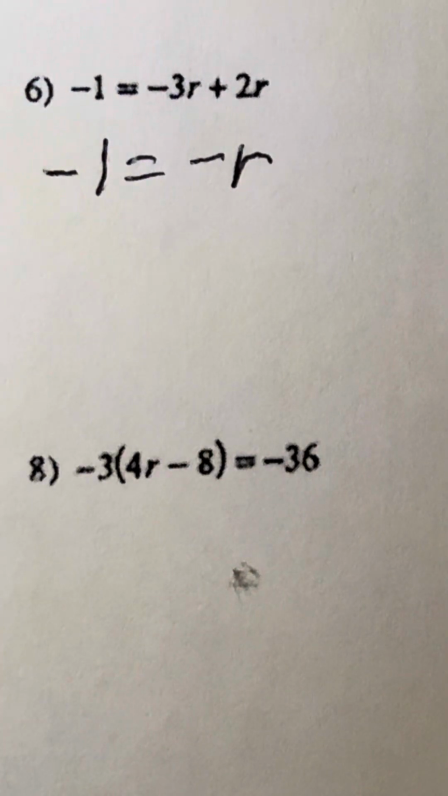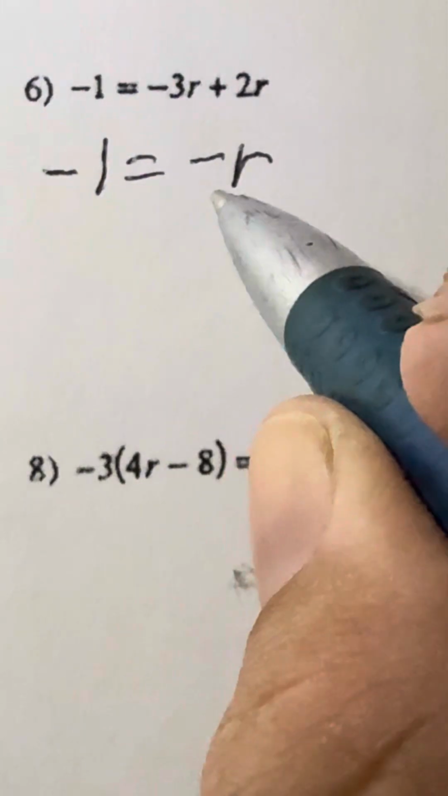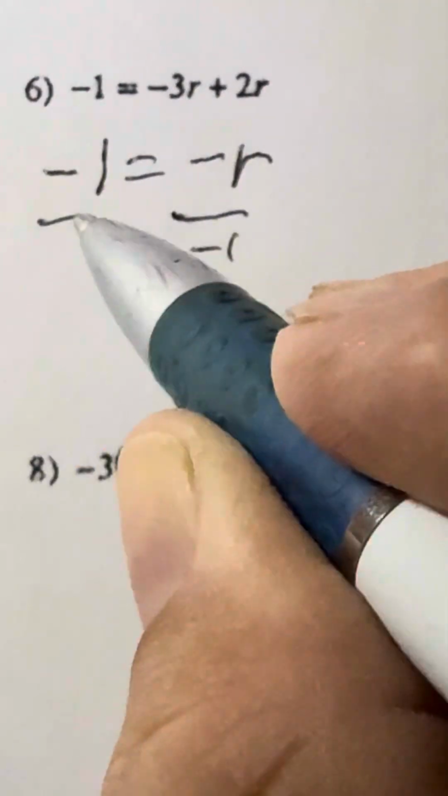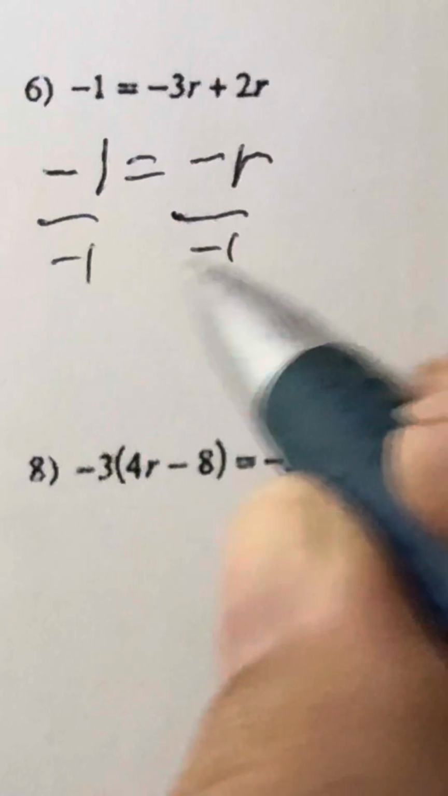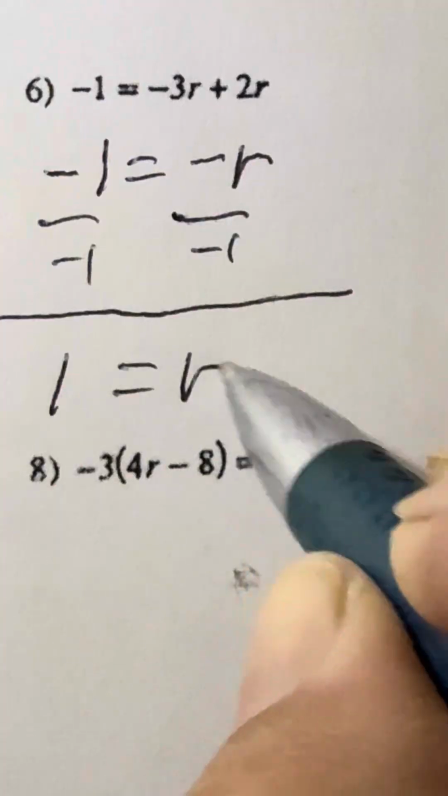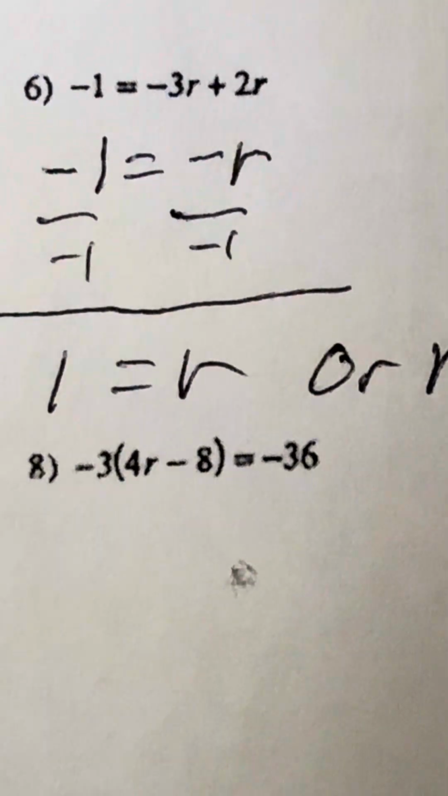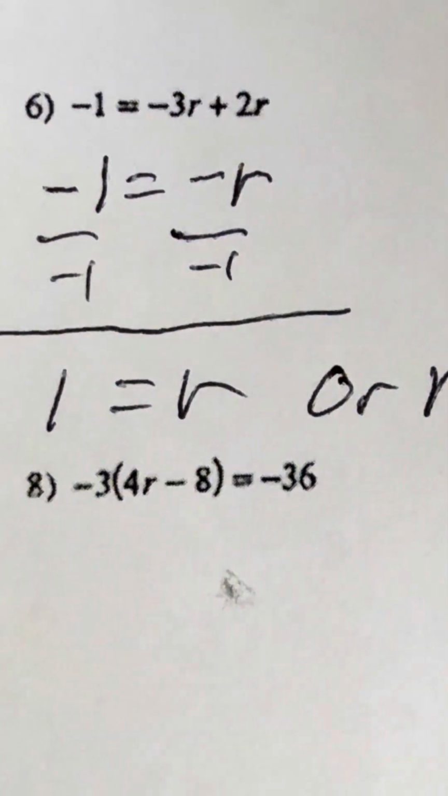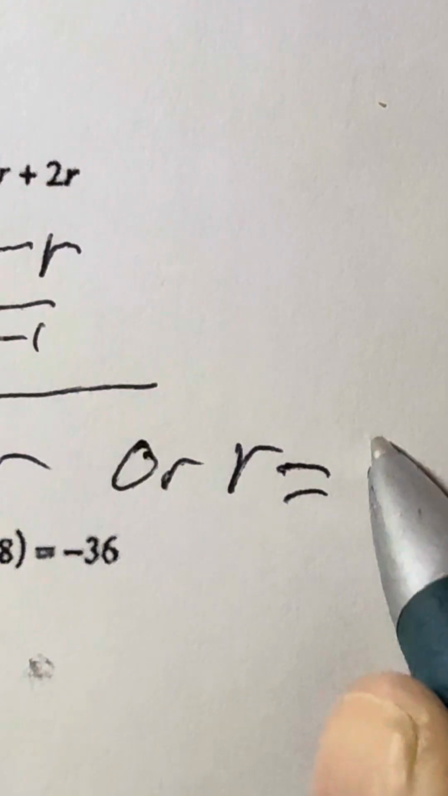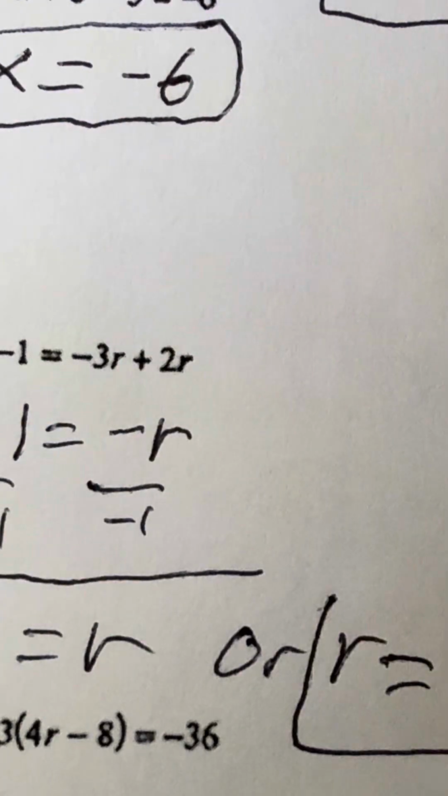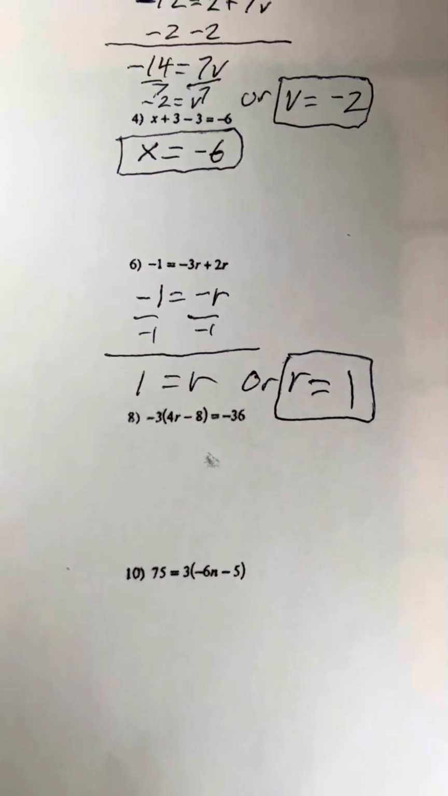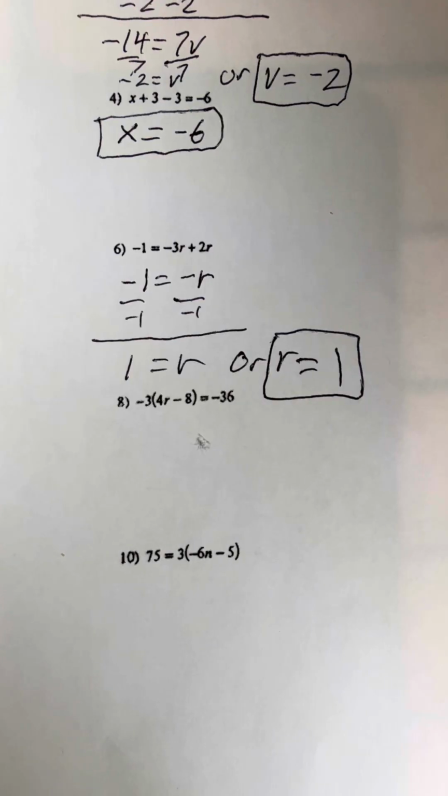It looks like we're finished, but we're not really finished because you can't have a negative r here. We've got to get r by itself. So you can divide both sides by negative 1. A negative 1 divided by negative 1 equals 1. So we have 1 equals r, or r equals 1. Put a box around that. That's number 6.